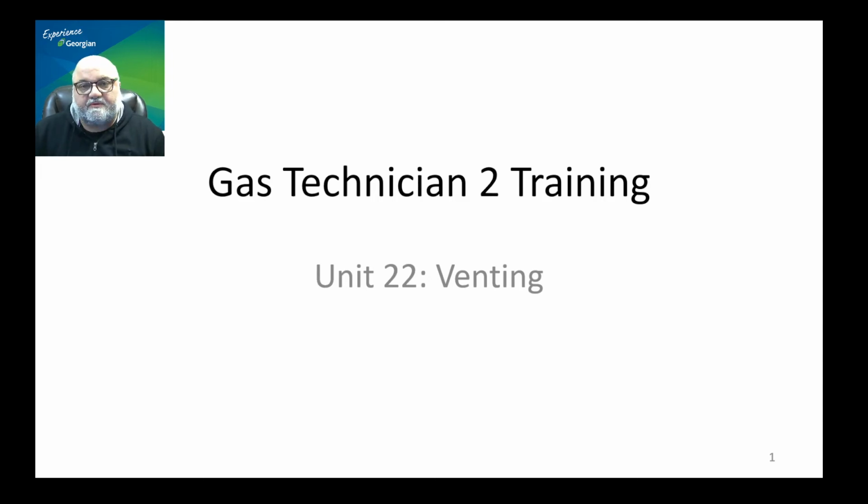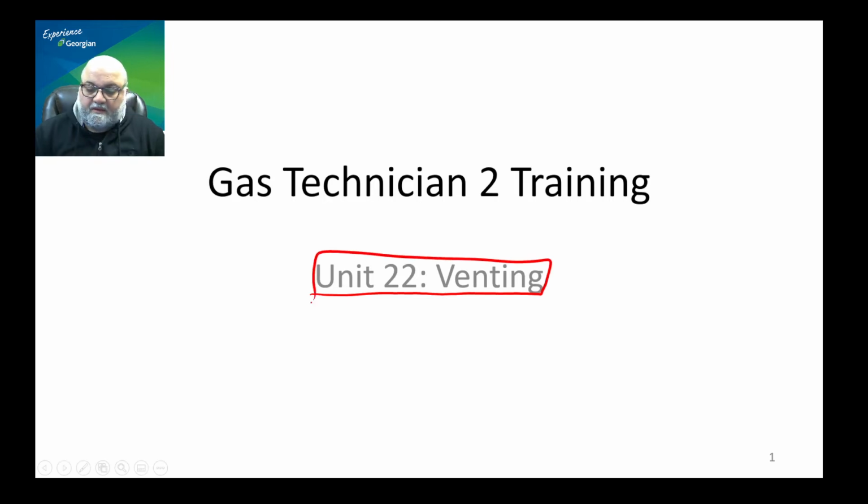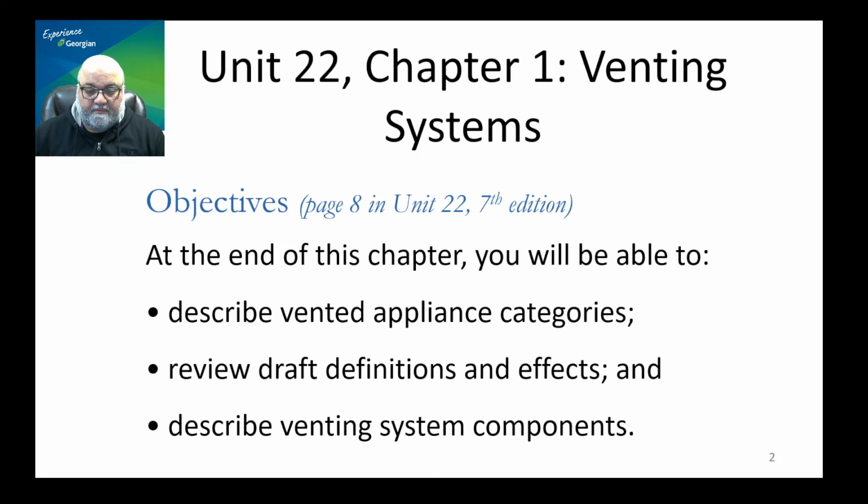This is one of your G2 training courses. And in this course, we are going to use Unit 22, which is called venting. And this is going to be the only textbook. We're also going to use the code book along with Unit 22 in every lecture. So this is the first lecture of the course, and we're going to talk about Chapter 1, venting systems.